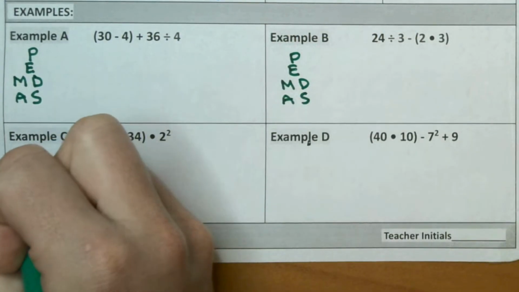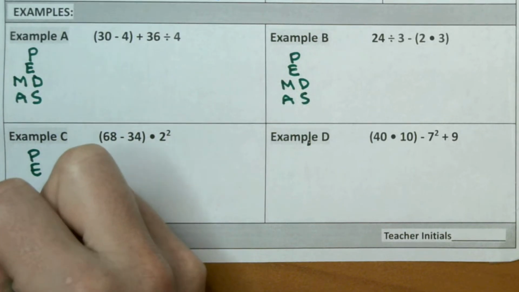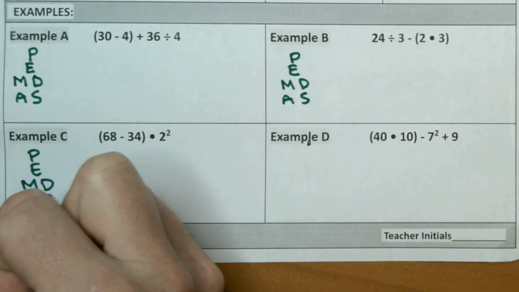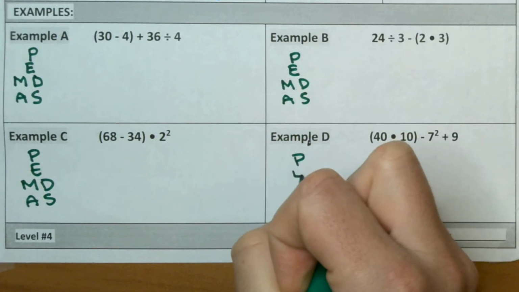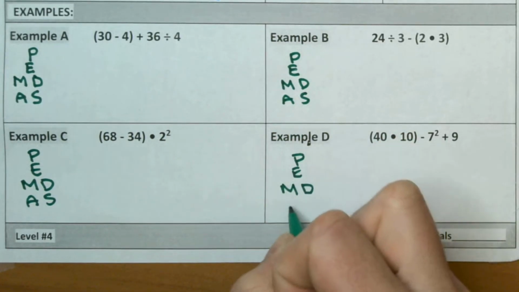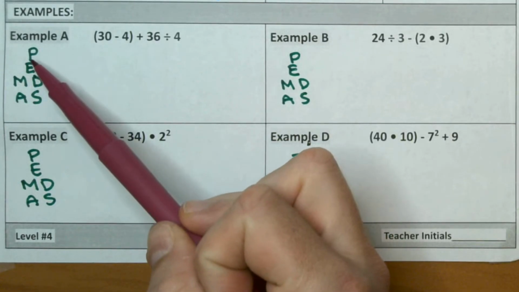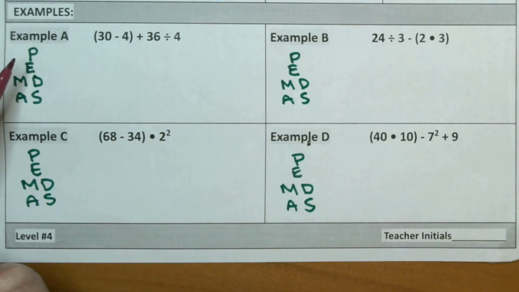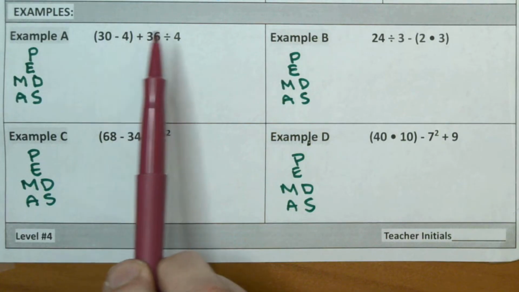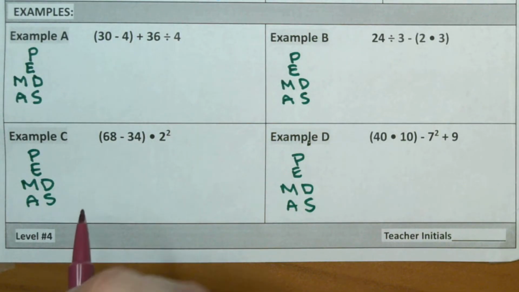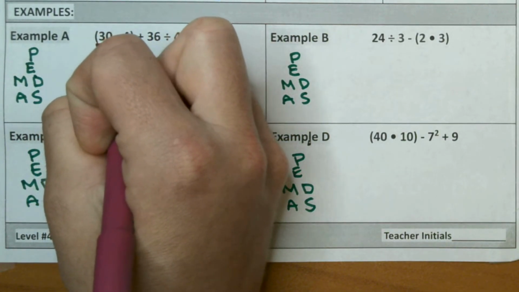And remember, you can always pause the video if you need more time. All right, now let's head back to example A. I'm going to use PEMDAS as a checklist, starting at the top. P stands for parentheses. Do you see any parentheses? Oh, yep, we have 30 minus 4.